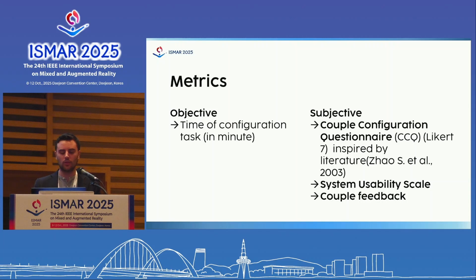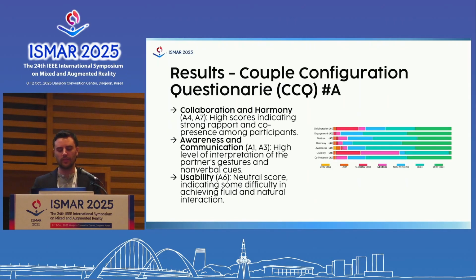And the last one is open feedback, where we ask participants for qualitative feedback, like sharing their impressions, difficulties, and suggestions for improvement. This combination allows us to capture both performance and user experience complexity.